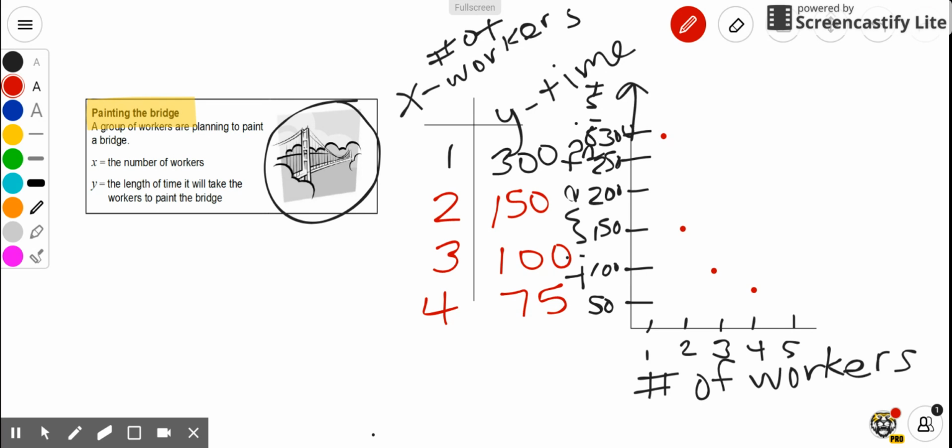Now I have to decide if it makes sense to connect my points. So the 2 things I'm talking about are time, so time makes sense to connect, and number of workers. Oh, I can't have half a worker, so I'm not going to connect these points. Okay, but I am going to just sketch the shape above it. So it looks like it starts out high and then it gradually decreases. So the shape looks like this. If your problem makes sense to connect the points.